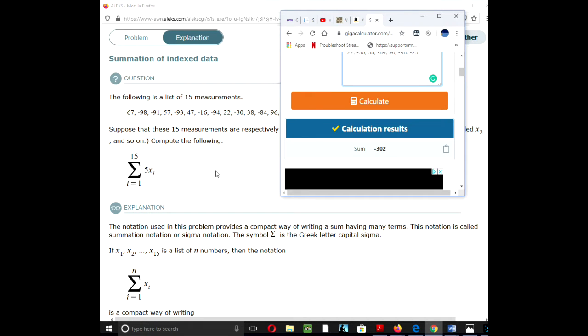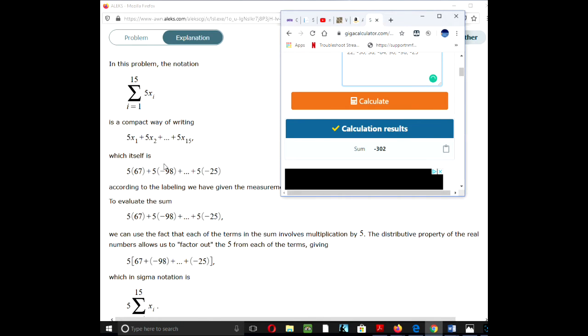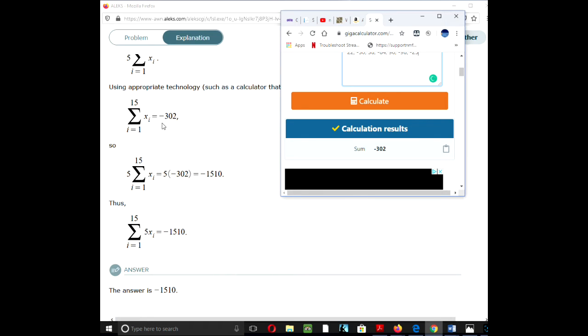The next thing we would do is multiply, because we see 5x. If you see an x beside the number, it simply means for us to multiply. We're going to multiply the sum that we got here of negative 302, so we'll multiply negative 302 times 5. You can see that they did the same thing. They got negative 302 when they added the sum together, and then they multiplied 5 times negative 302 and got negative 1510. That's all you have to do for that problem. Let's go ahead to the next problem.